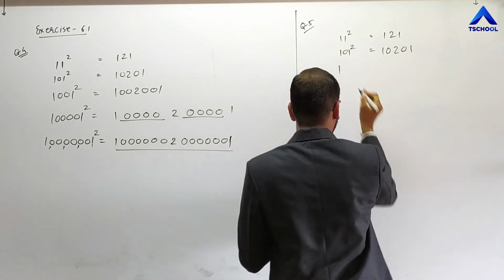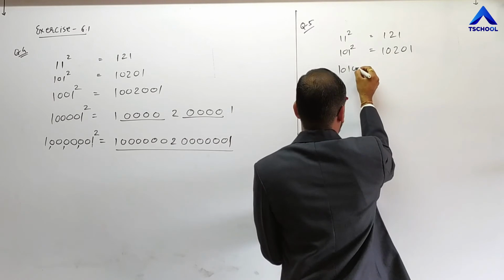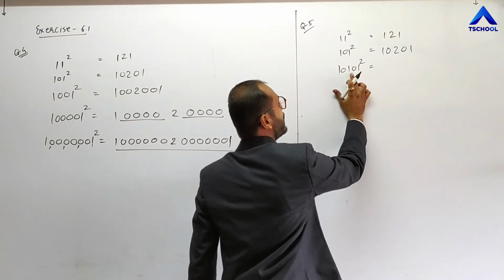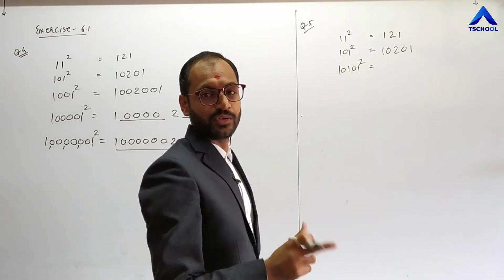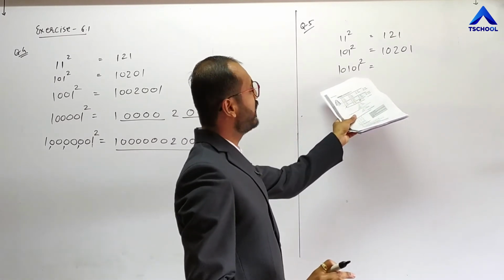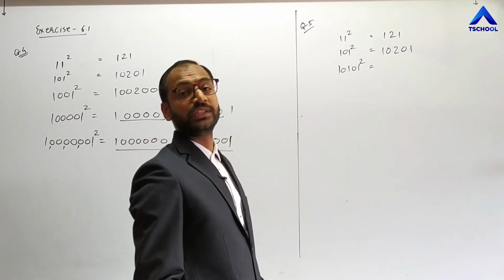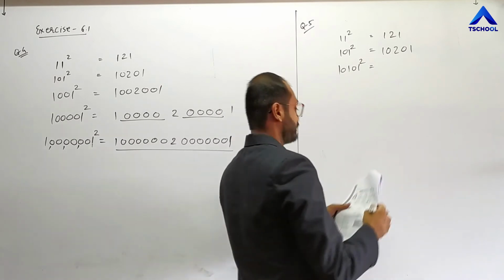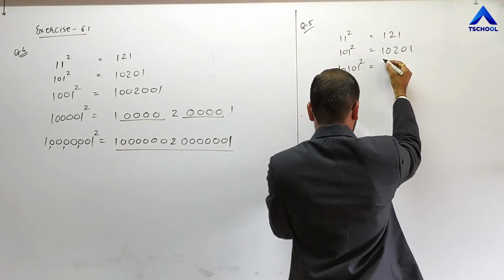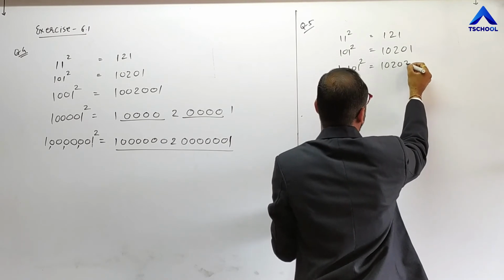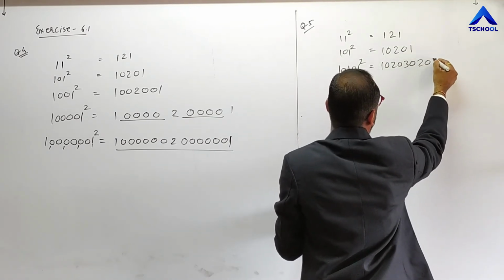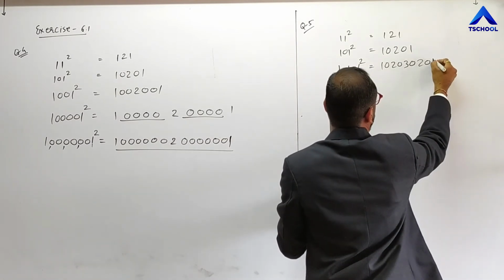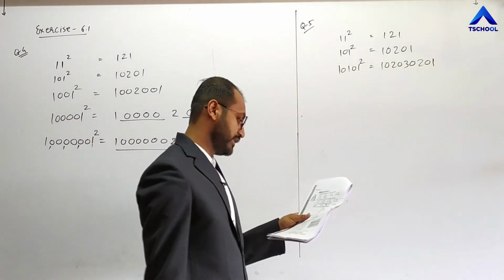Again here the new pattern is this way. 1001 whole square. Instead of this 0, here is 1. So the pattern is 10101. First number should be 1, last number should be 1, and no zeros are continuous. Here 1 0 1 0 1 are alternate numbers. So the answer is 102030201. Clear? So this type of pattern is given.